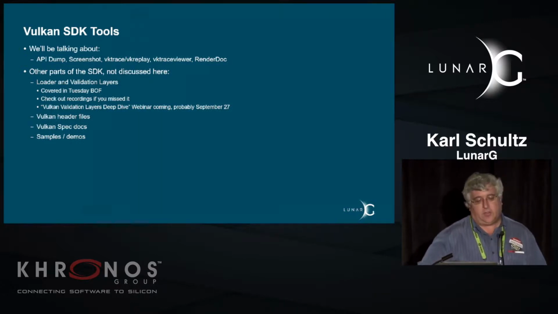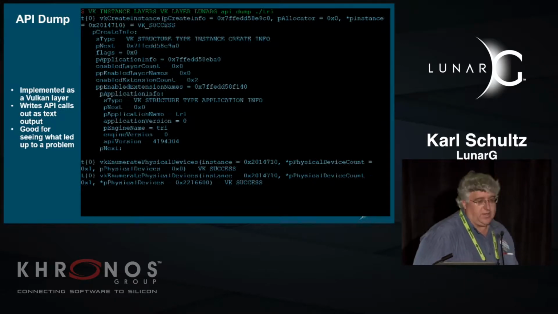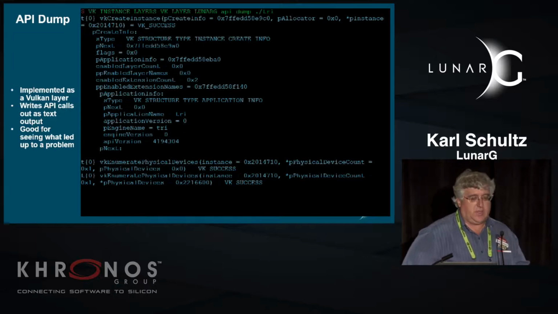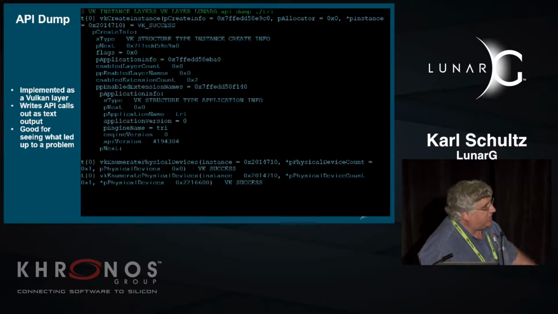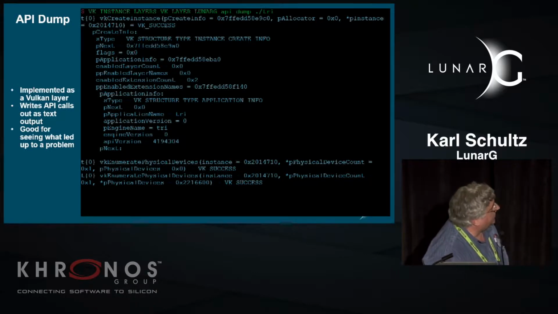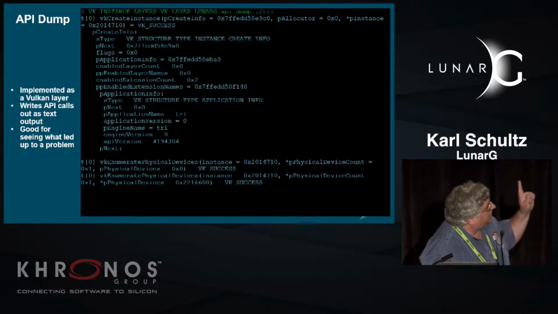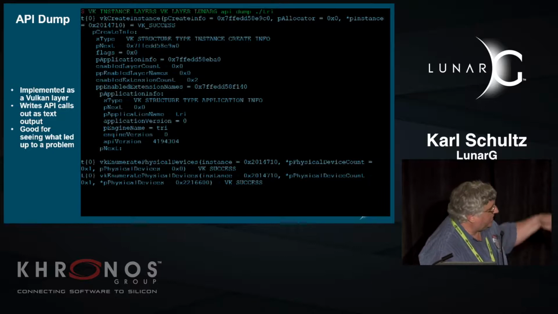So onto the tools. One of the simpler tools is the API dump tool, and like the name suggests, it's a layer that slips in between the application and the driver, and it captures each API call and just logs it to a file. If you can see the green text up there, it's super simple to invoke. This is on a Linux system. You can set an environment variable to say you want the LunarG API dump layer, and then the application name, and then output comes out.